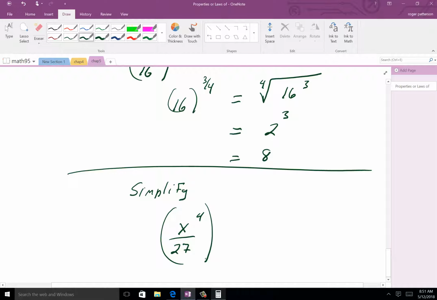I want 27. Let's pick something different. Okay, so let's try something like this out. All right, we're going to use our properties of exponents on this, which says we're going to go like this and we're going to go like this. So we're basically going to take and multiply these things. So I'm going to write this out like this.